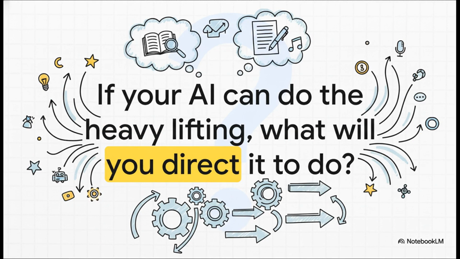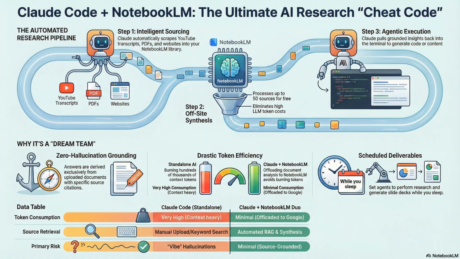So that really just leaves us with one final, pretty provocative thought. As these kinds of agentic workflows get more and more powerful and easier to use, the question is no longer about what AI can do. The real question is, what will you choose to direct it to create? The possibilities are truly starting to feel limitless.